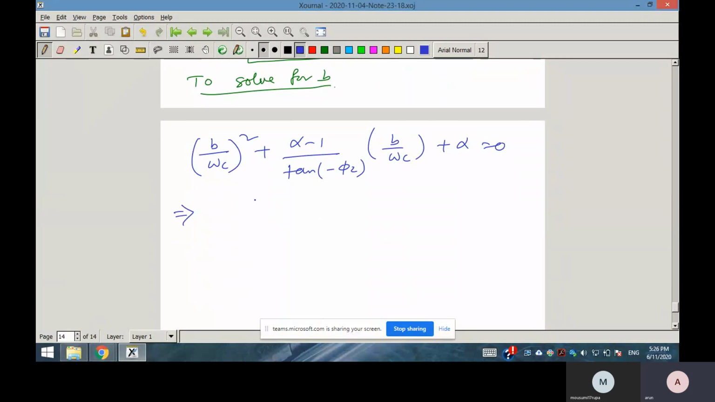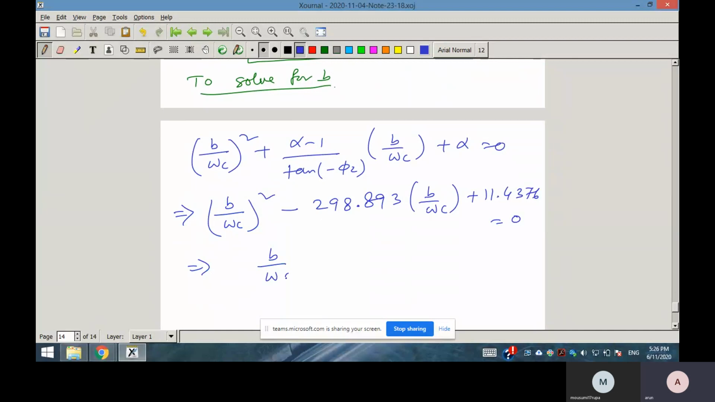So this is (b by omega c) square. If you compute, this will be (b by omega c) square minus 298.893 into (b by omega c) plus 11.4376. This is equal to 0. So this will give you b by omega c equal to 0.0383. So this will give you b equal to 0.2296.